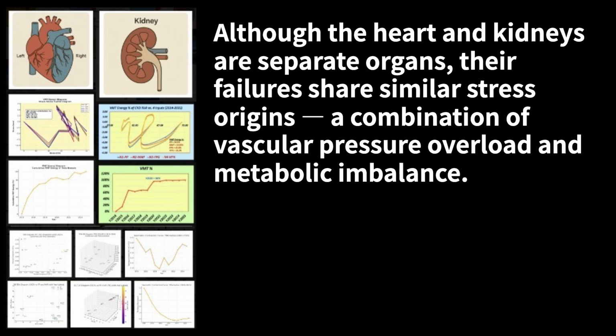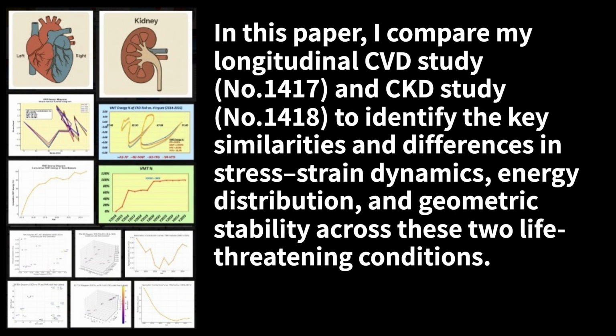Although the heart and kidneys are separate organs, their failures share similar stress origins: a combination of vascular pressure overload and metabolic imbalance. In this paper, I compare my longitudinal CVD study, number 1417, and CKD study, number 1418, to identify the key similarities and differences in stress-strain dynamics, energy distribution, and geometric stability across these 2 life-threatening conditions.